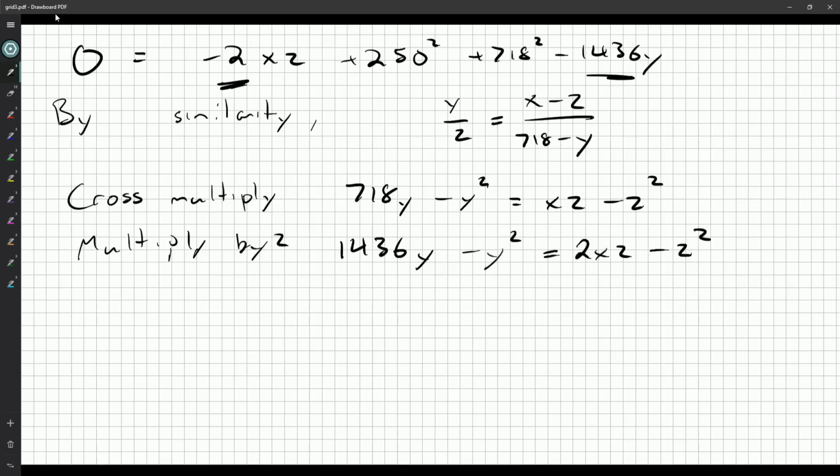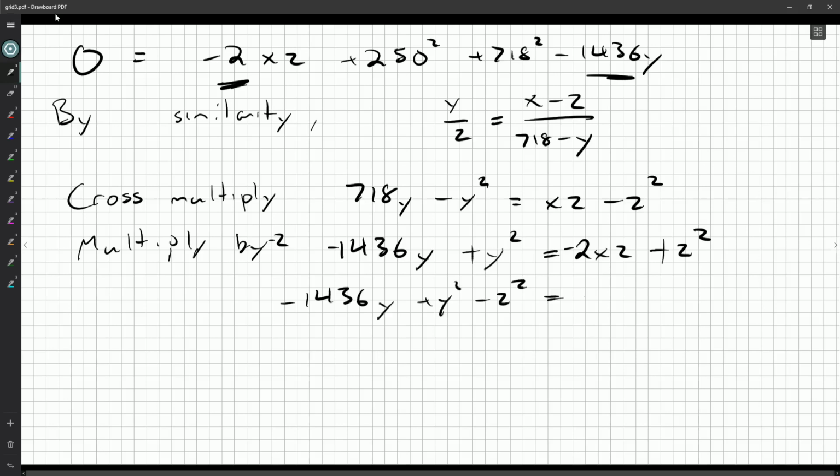I think we can turn... So let's say, we'll bring the y over to the other side. Let's say multiply by -2. So those are pluses. So now minus 1436y plus y squared minus z squared is equal to minus 2xz.